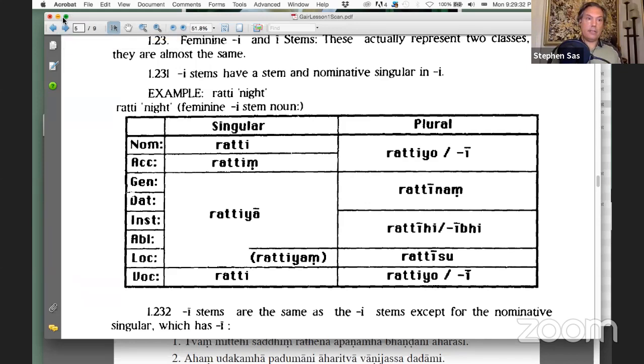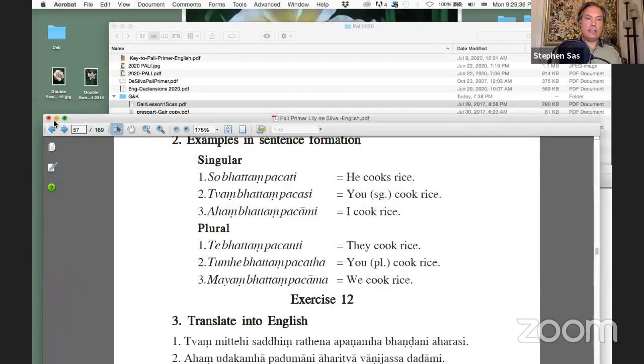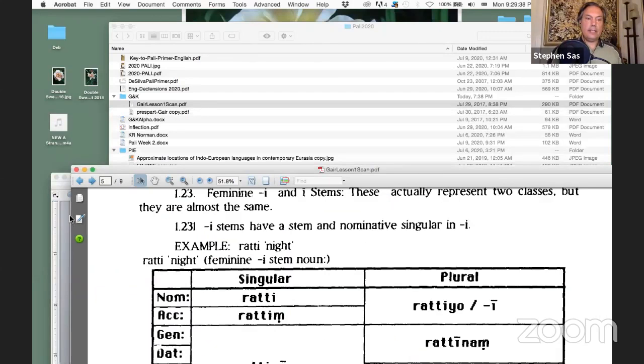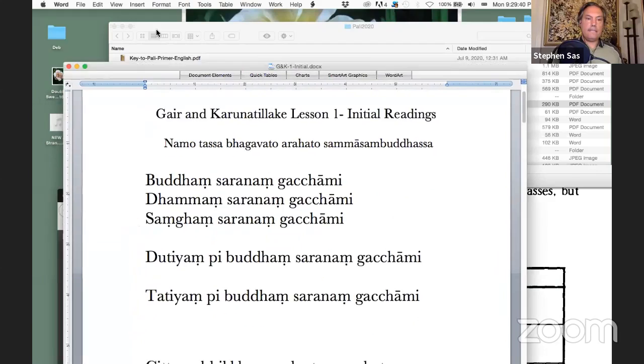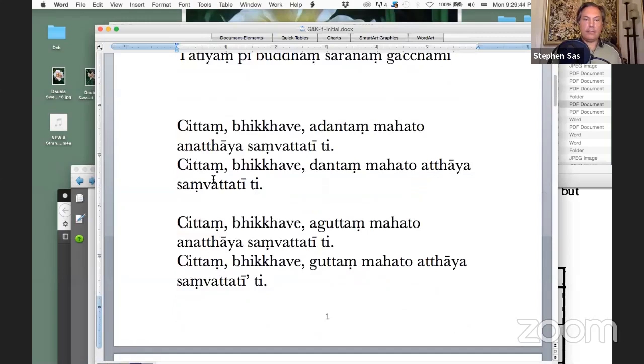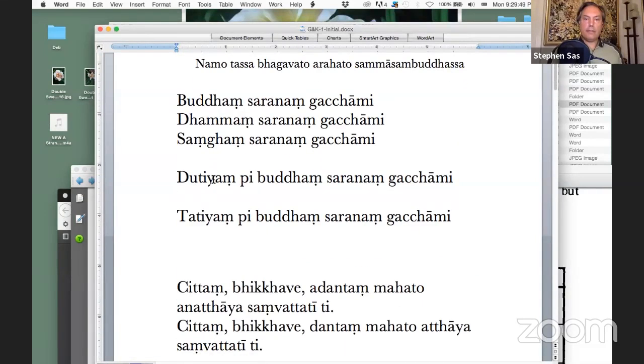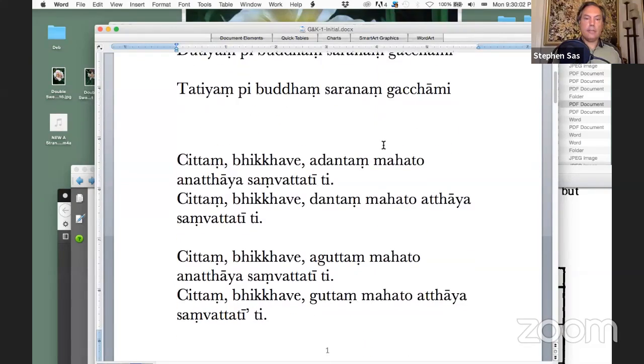Now we're going to start with our readings, and it's going to be exciting because it's going to be finally an ability to look at real Pali, Pali that the Buddha said. And we'll start, of course, with a little bit of going for refuge. I hope now you can recognize Gacchami as a first person singular. I go. Gacchami. I go. We'll talk about that more.